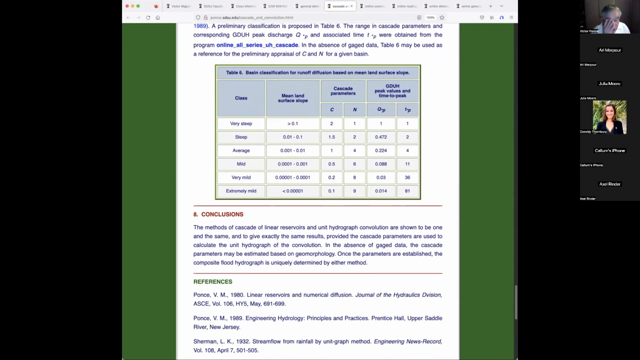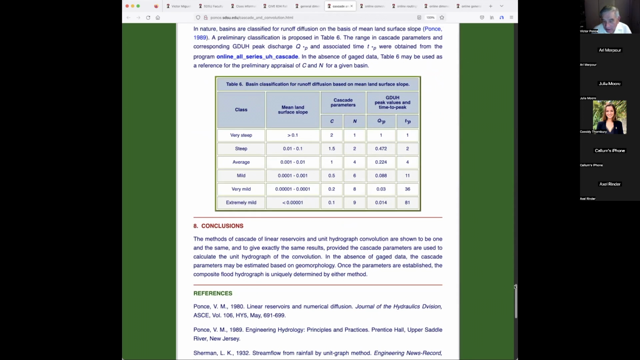The conclusions say the method of cascaded linear reservoirs and unit hydrograph convolution are shown to be one and the same, and to give exactly the same results provided the cascade parameters are used to calculate the unit hydrograph of the convolution. In the absence of gauge data, the cascade parameters may be estimated based on geomorphology. Once the parameters are established, the composite flood hydrograph is uniquely determined by either method. Of course, I would prefer the cascade parameters. It's easier, but I shouldn't say that.